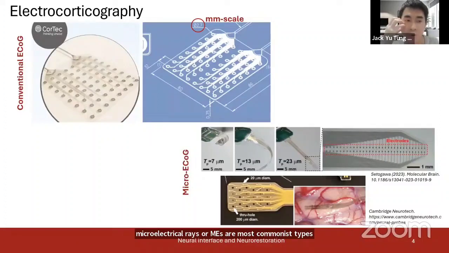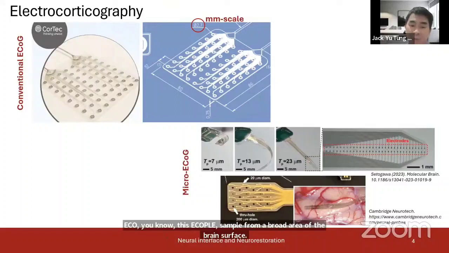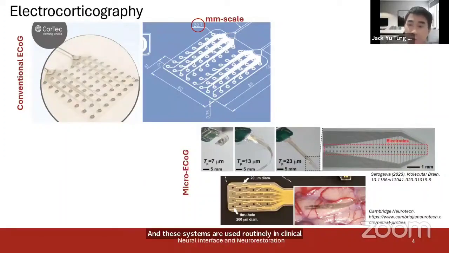And conventional ECOG arrays, as you can see on the top image, typically use larger electrodes with sizes in the millimeter scale. And these ECOG arrays sample from a broad area of the brain surface. Moreover, these electrodes are spaced relatively far apart with pitch ranging from a few millimeters to a few centimeters. And these systems are used routinely in clinical settings like epilepsy monitoring and tumor resection surgery, for example. But they can also be chronically implanted in some cases for BMI applications.